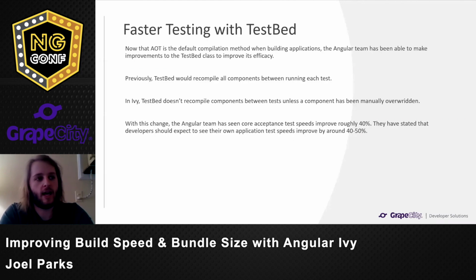So now we're going to take a look at some of the changes that Ivy has made to allow us to test our applications faster and more efficiently. With the release of Ivy, Angular now enables us to use AOT compilation in all phases, including the testing phase. This allows us to catch errors more quickly since we have fewer differences between the testing environment and the production environment. Along with this, the Angular team has also taken the opportunity to revamp Angular's implementation of the TestBed class in Ivy to help improve some of its efficiency.